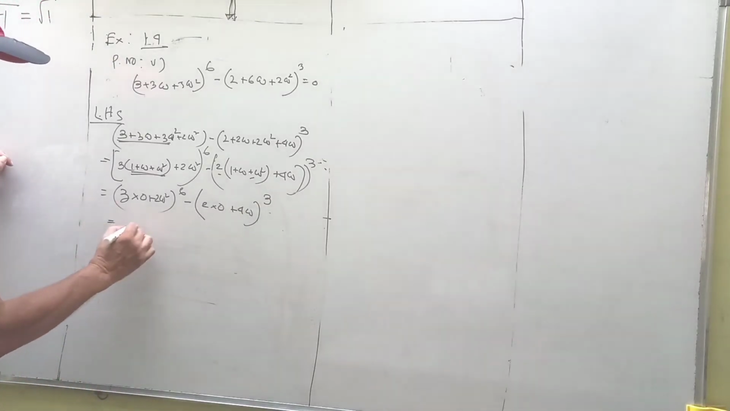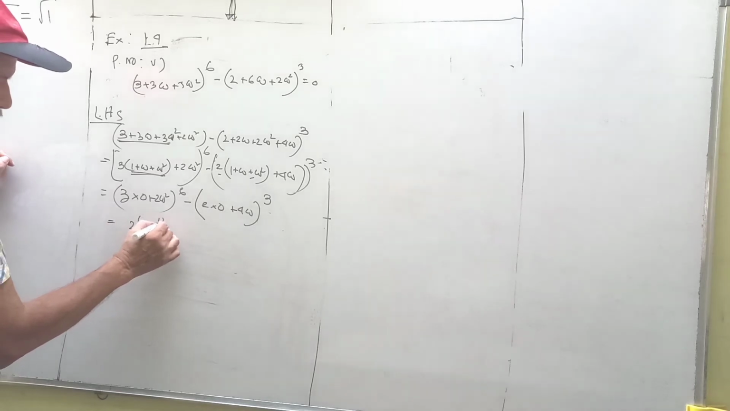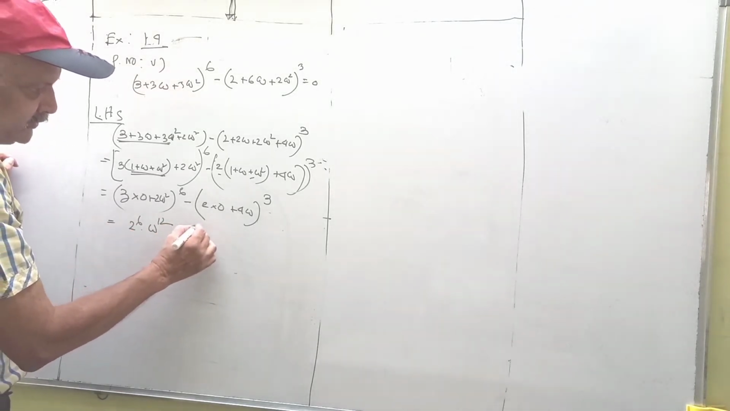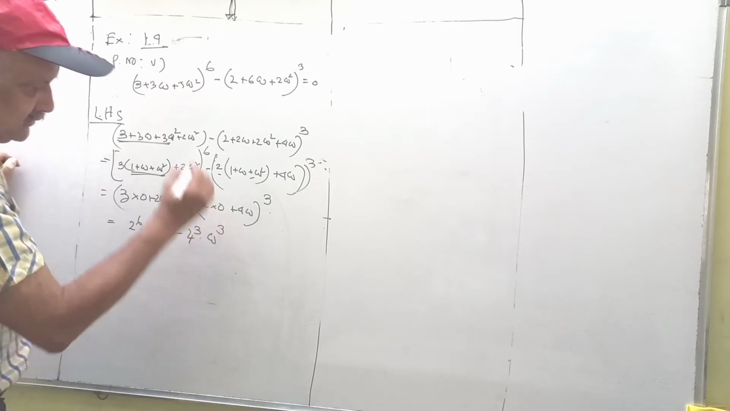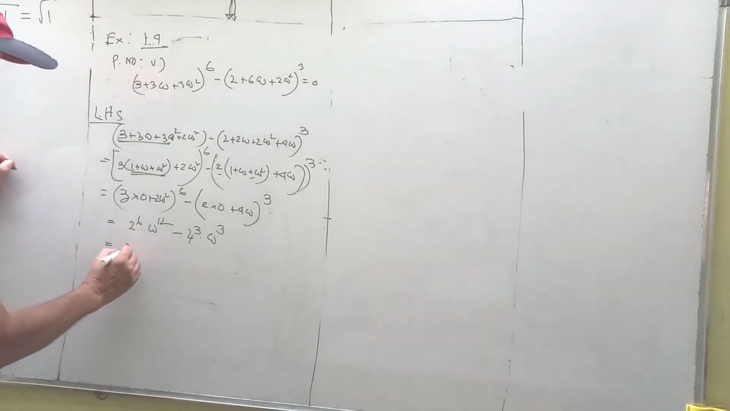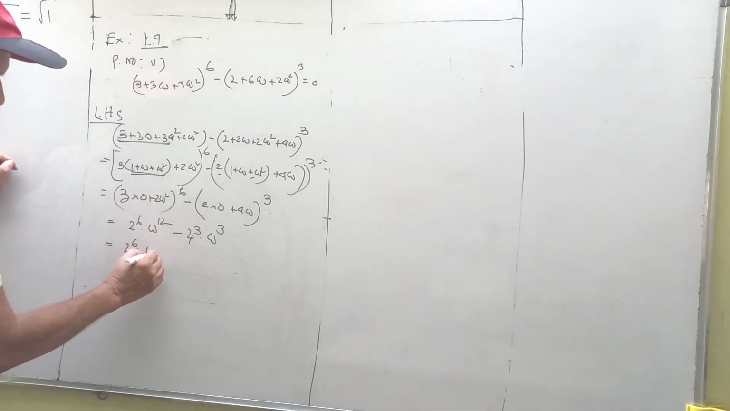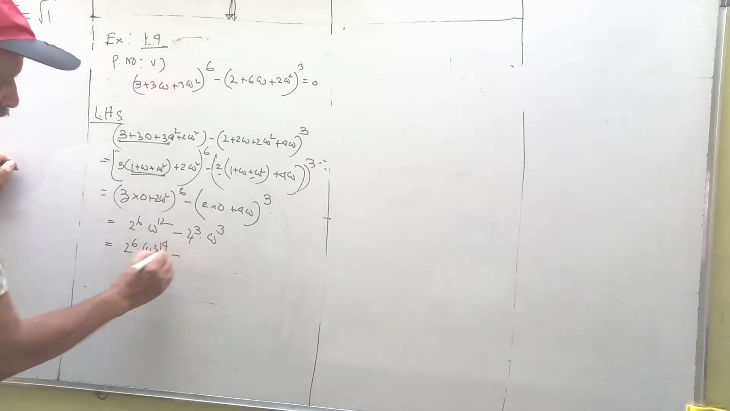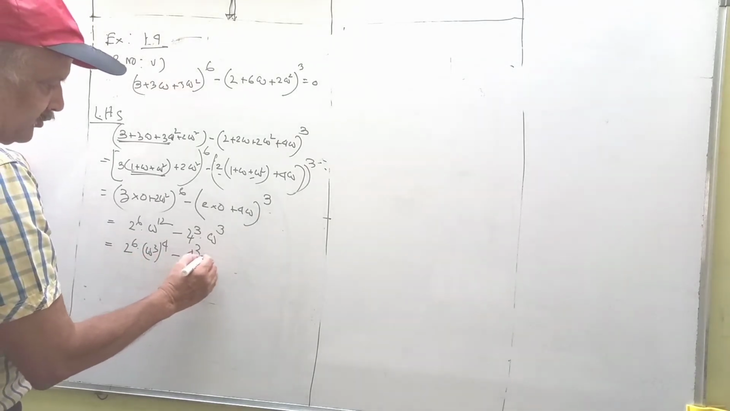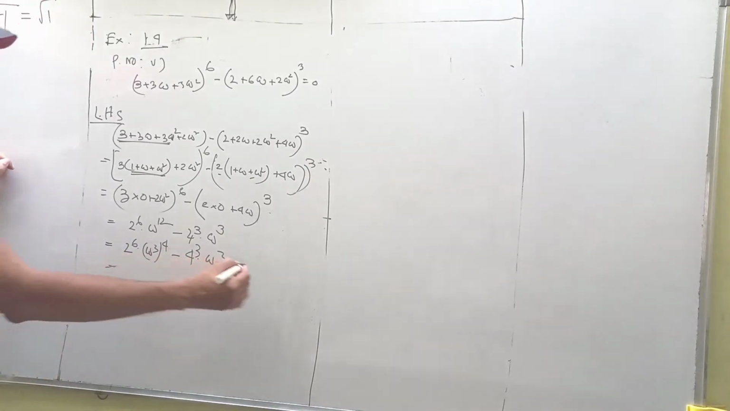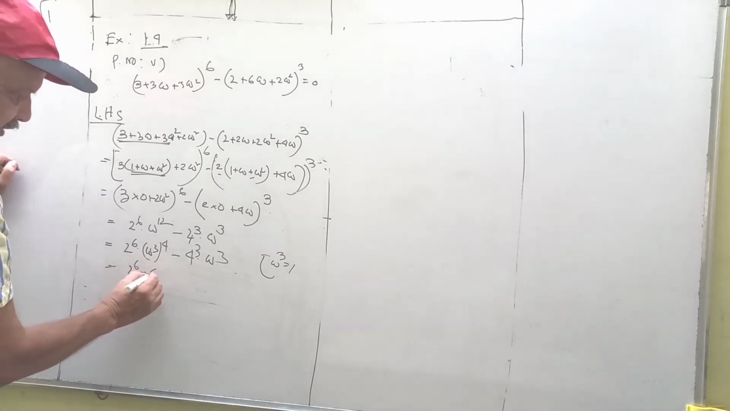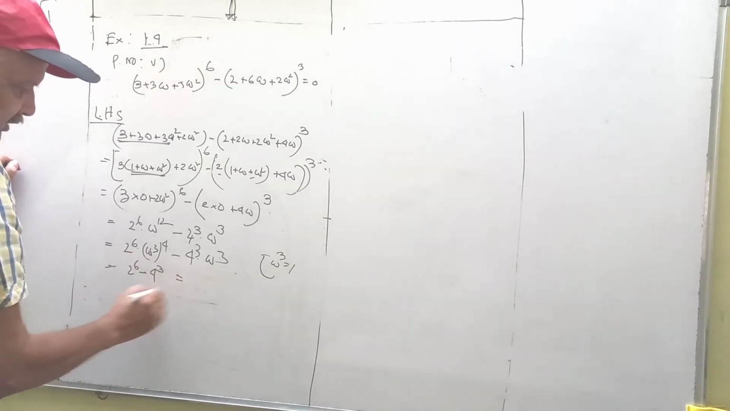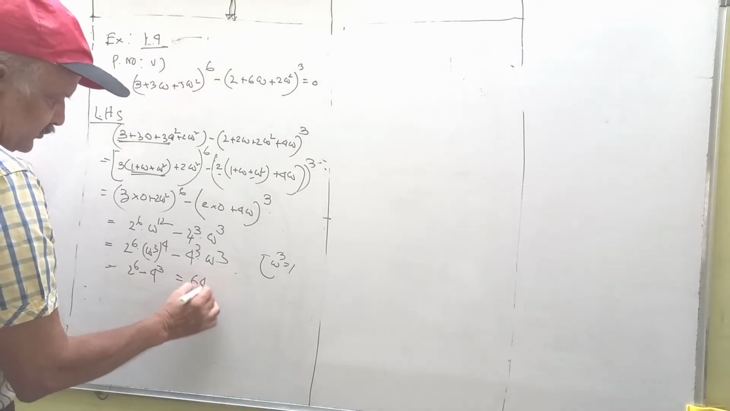Now 2⁶ω¹² − 4³ω³. Now you see 2⁶(ω³)⁴ − 4³ω³. We know the value of ω³, already derived, is 1, so we get 2⁶ and 4³. Solving, 64 − 64 equals 0.